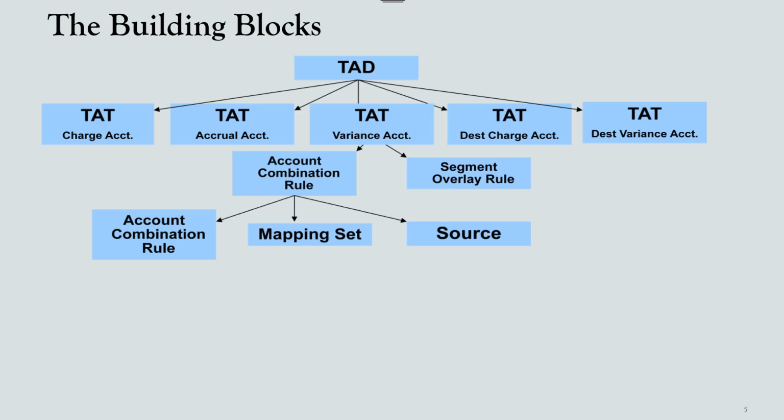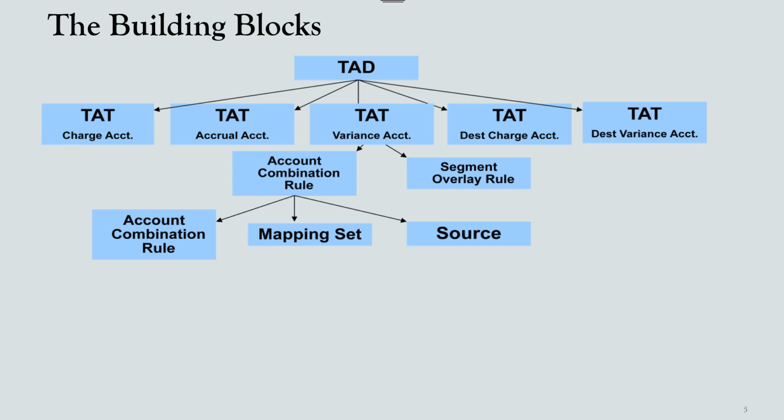In order to understand TAB, you first need to understand the building blocks on this slide. These building blocks make up the structure of TAB. As you see here: TAD and TAT, segment overlay rule, account combination rule, and all of these.